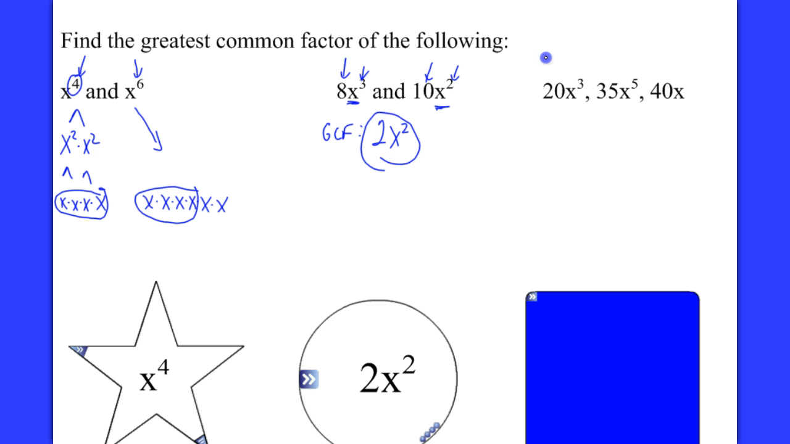Why don't you hit pause and see if you can answer this question before I reveal the answer. 20x cubed, 35x to the fifth, 40x. Go ahead, hit pause, and then I'll be right back to tell you the answer.